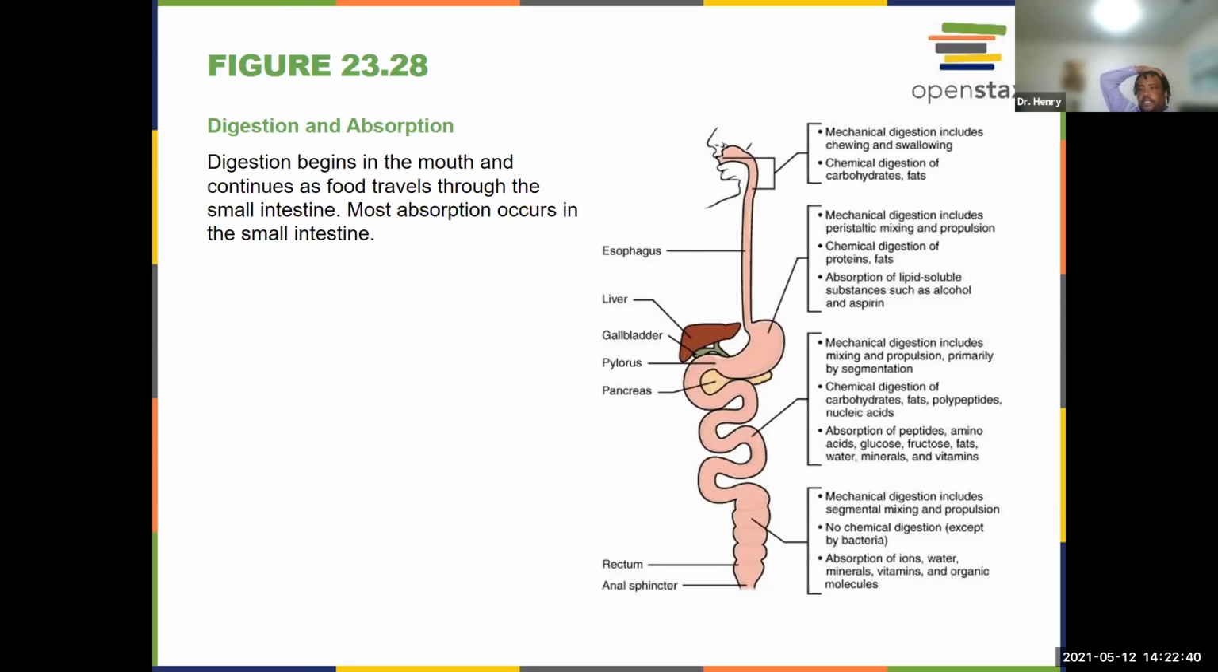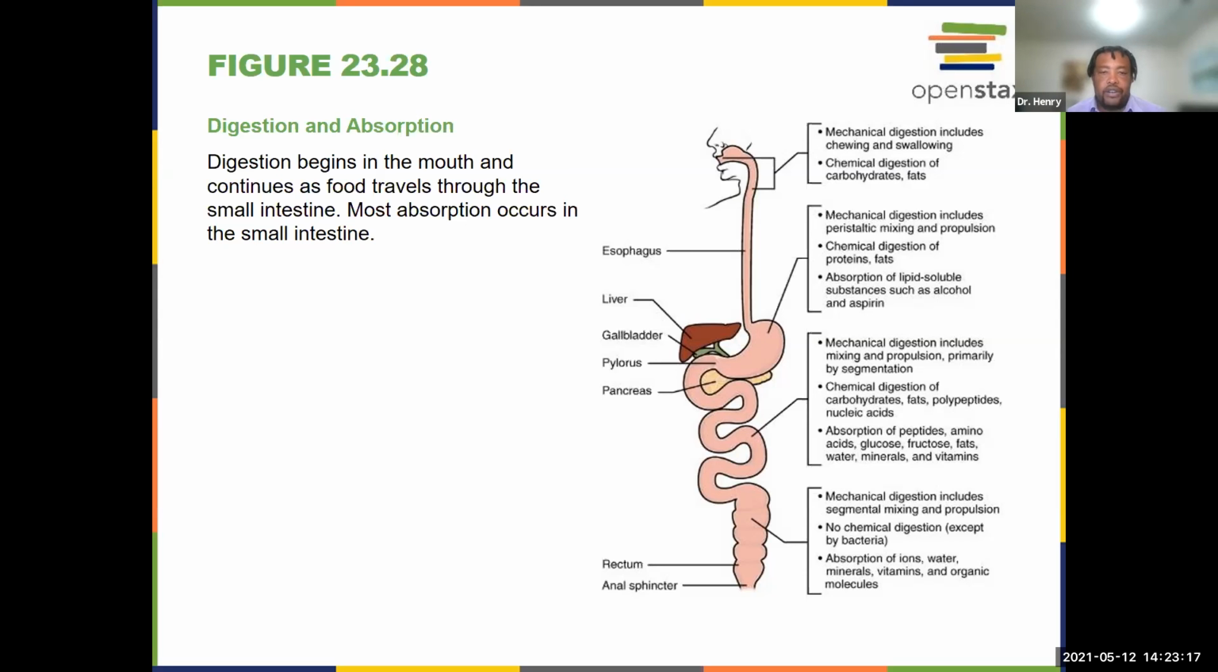And then we get to our large intestines. We also are going to have that mechanical digestion, and you're going to get mixing, but in segments and proportion. The only thing that's going to be happening at this point in terms of digestion is bacteria are going to be digesting stuff, right? So you're no longer going to have any chemical digestion from our body. It's all going to be done through bacteria.